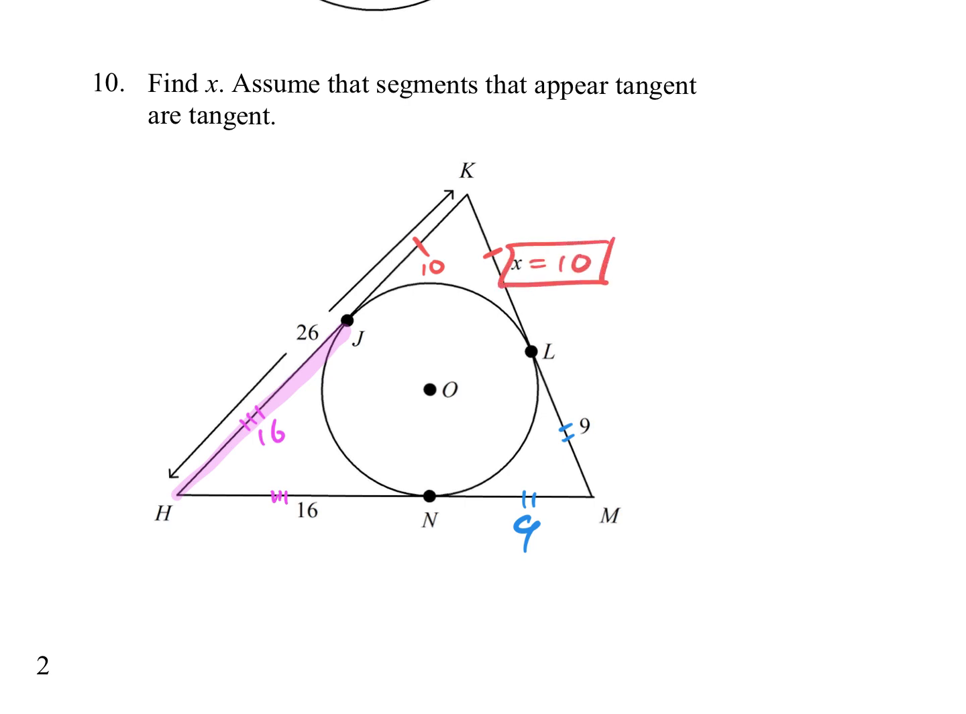Easy peasy. So remember that that's based on the congruent tangent theorem, which is just that when you have segments that are tangent to the same circle and they intersect, those segments have to be congruent from the intersection point to the circle. So x is 10. We didn't even actually have to find 9. It was irrelevant.